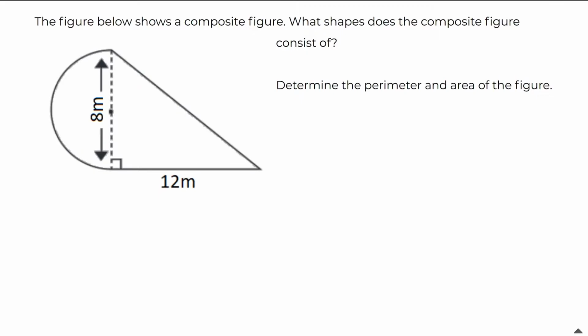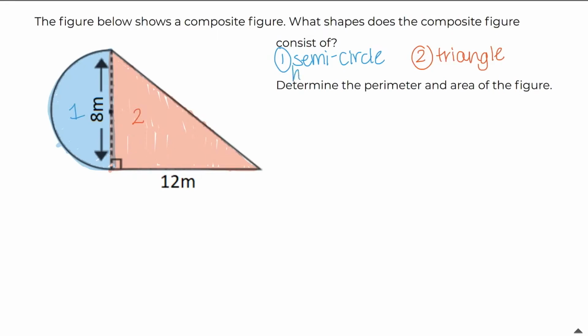If you notice, it consists of a semicircle right here and a triangle right here. Just a quick note that a semicircle is just a half circle. So we want to determine the perimeter and the area of the figure. Let's start by finding the area, the amount of space that is inside this full figure.